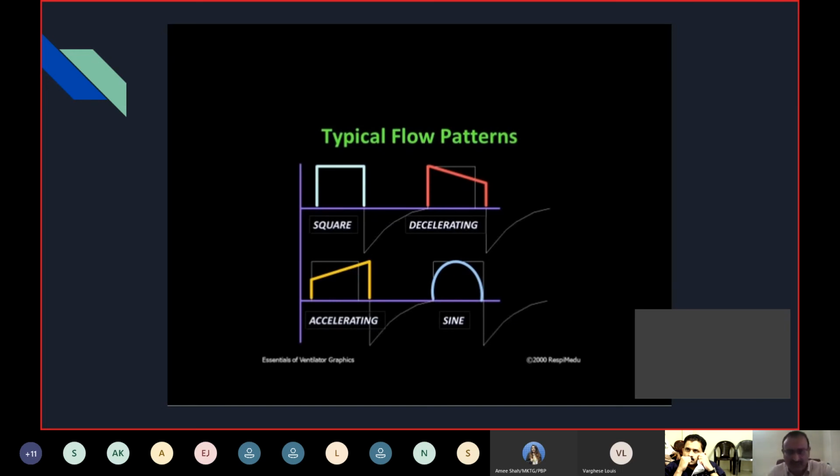Accelerating mode, don't look at it because it's not recommended at all nowadays. In quite a few ventilators, I think it's the Maquet, which has a sine wave, and that is probably as good as a decelerator. I couldn't find one better than the other. I couldn't find any evidence for that.